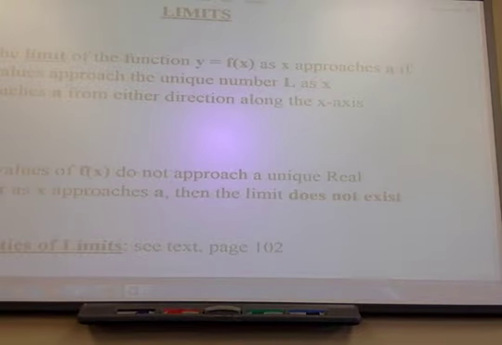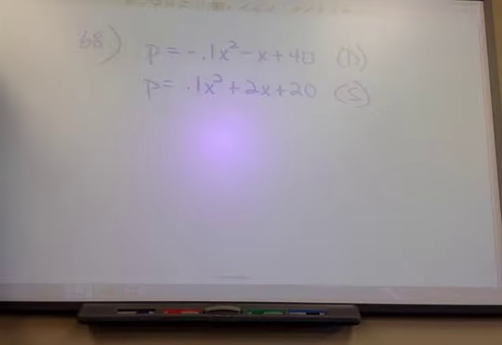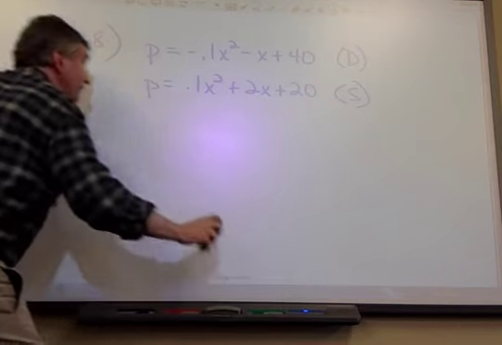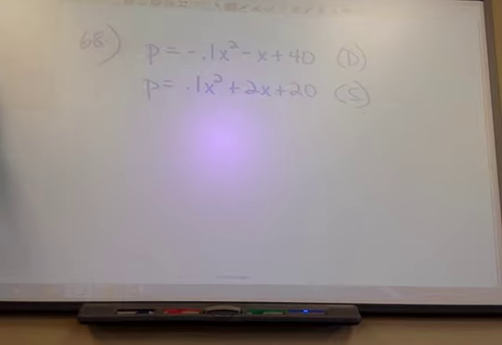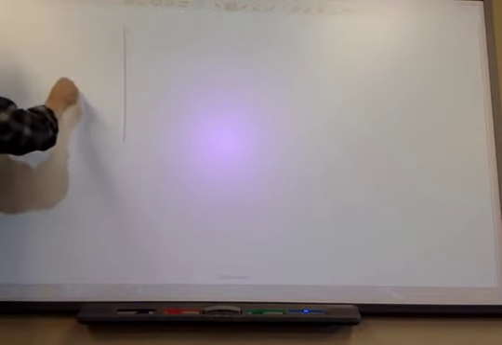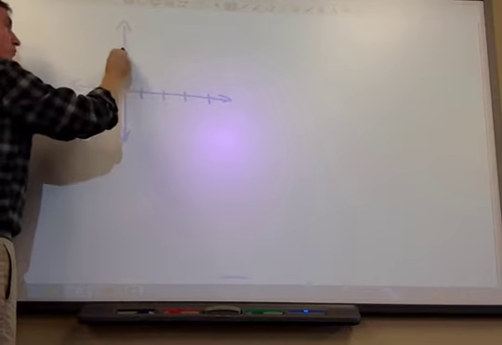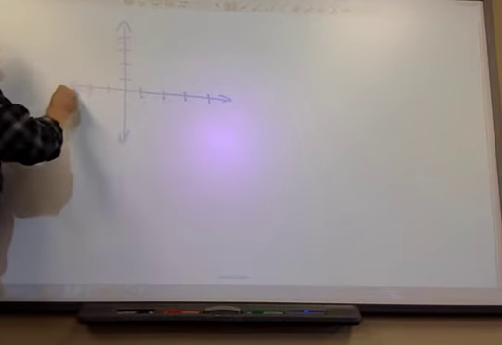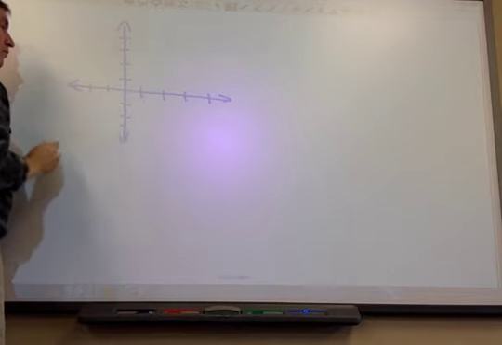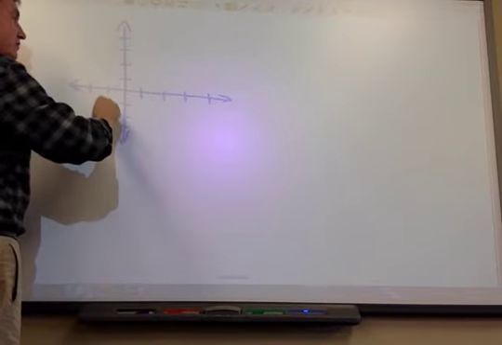Let me tell you exactly what that's going to mean. What if I said this? And I think they give the first few as graphs, so I'm going to give you one too. What if I gave you this graph? Okay. What if I said it looks like this?